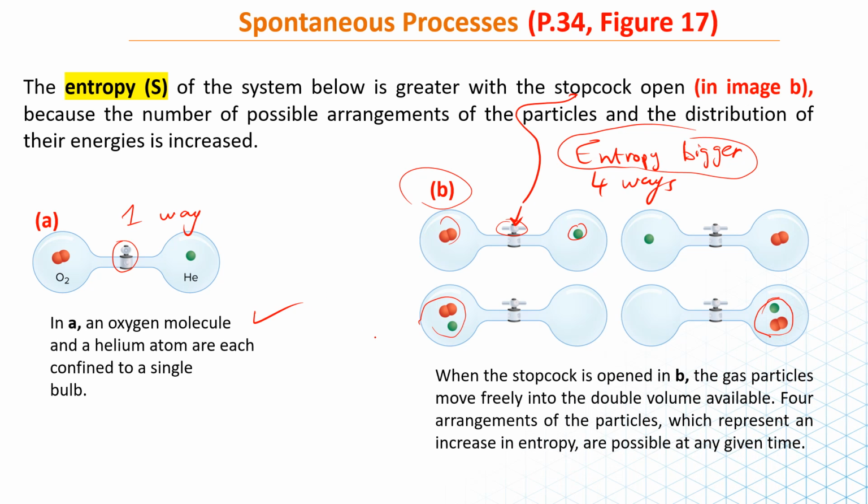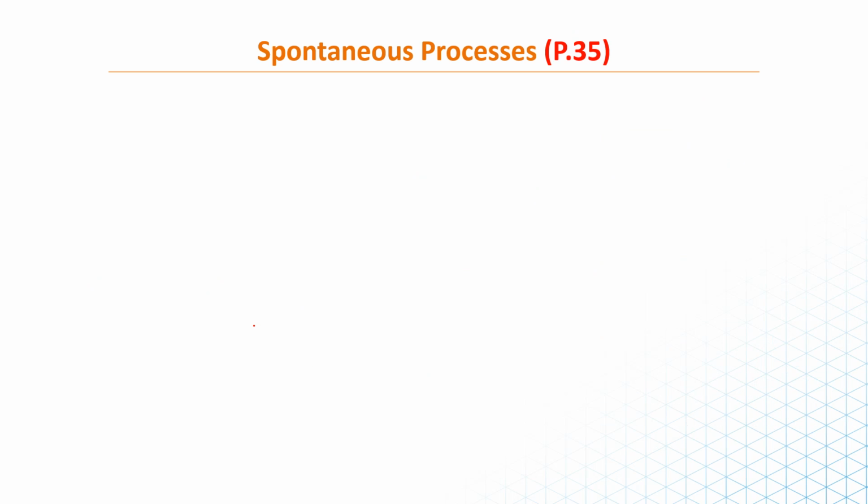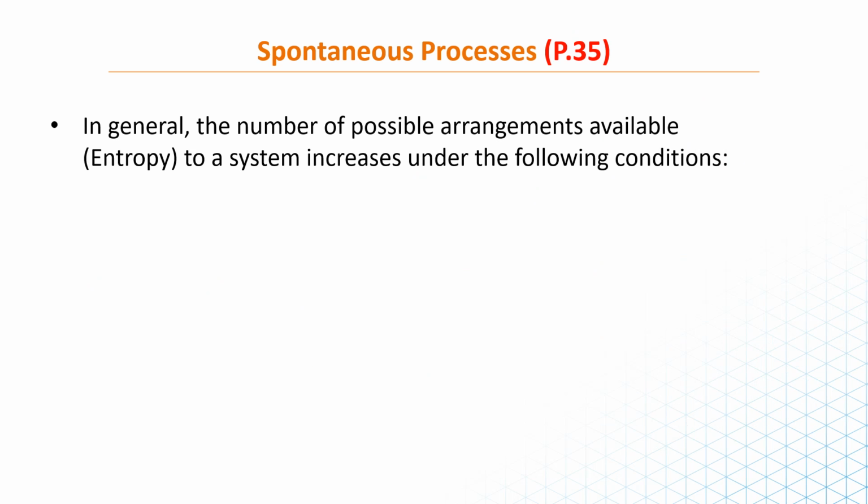So this is what we talked about. You can stop the video and read it, guys, okay? Now, in general, the number of possible arrangements available, which is entropy. So if this number increases, entropy will increase. The number of possible arrangements available to a system increases under the following conditions. So when does the S increase?